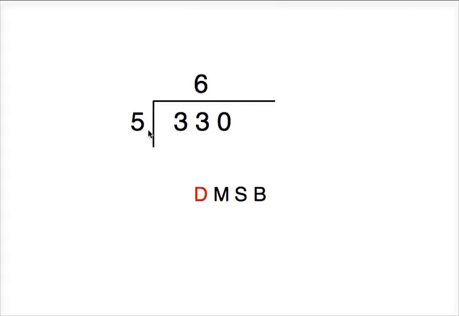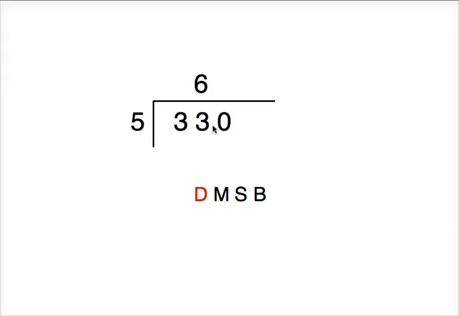This picture shows it a little more clear. 5 went into 33 6 times. Notice how I put the 6 over this 3 because we had to move over to the second 3. We couldn't go 5 into 3, so we had to go 5 into 33, so we put the 6 over here.